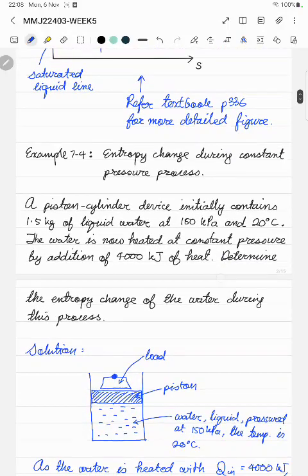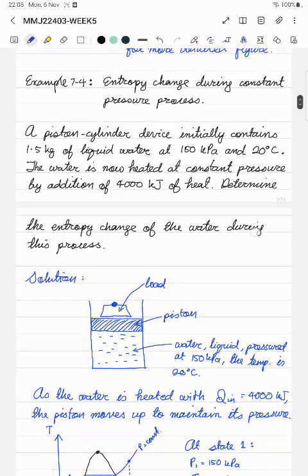Now let's have a look at a work example, example 7.4, and discuss entropy change during a constant pressure process, which is very important because the heat addition and heat removal in the Rankine cycle are done as a constant pressure process. So the change of entropy is a very important concept for us to consider.